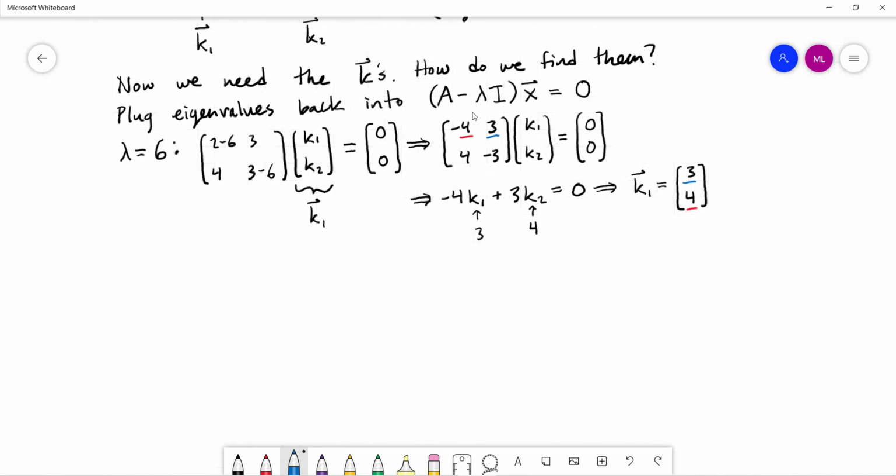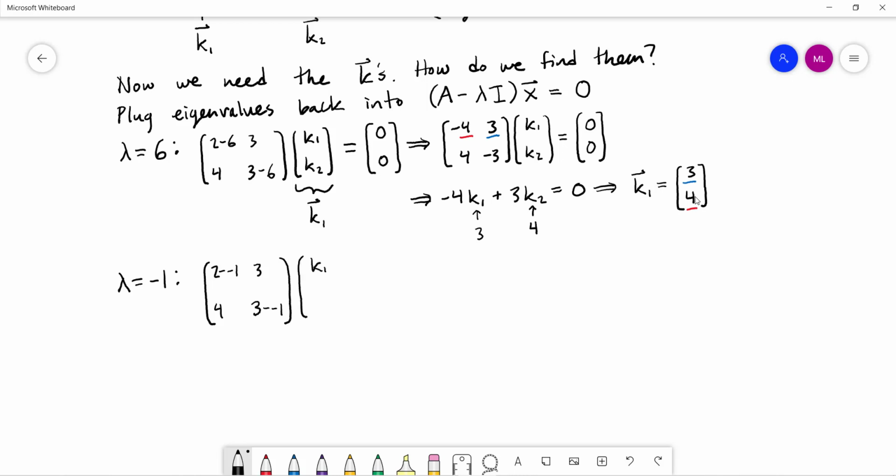That will ensure that I get 0 when I plug in this particular eigenvalue. This gives me the corresponding eigenvector. Let's try the other value. So when lambda is equal to -1, my matrix, remember it was 2, 3, 4, 3, but now I'm subtracting a -1 on the diagonals only.